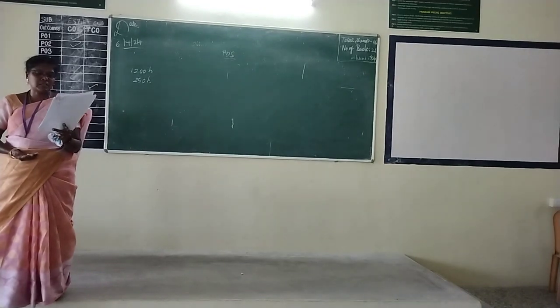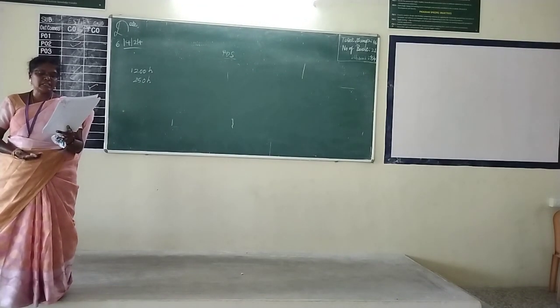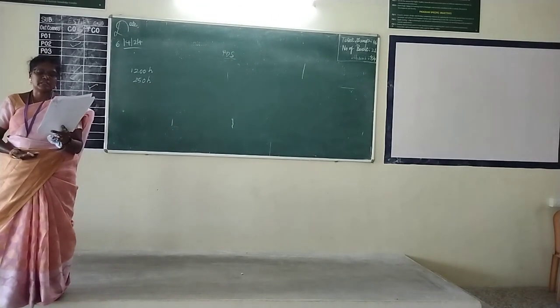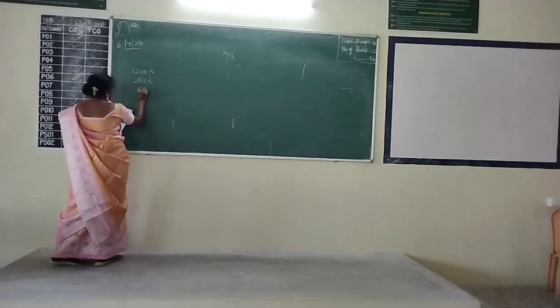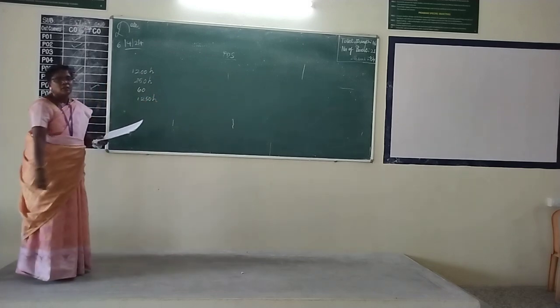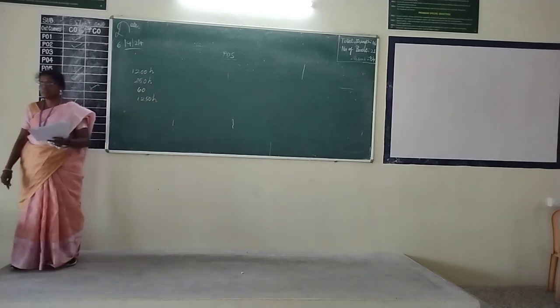of 60 bulbs, average lifetime of 60 bulbs exceed 1250 hours. Exceed 1250 hours.